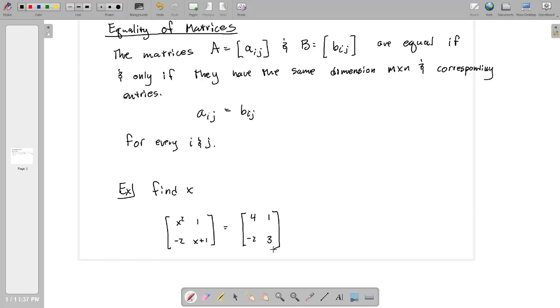Right here what we're saying is that these two matrices are equivalent. This means that they must be the same size, so they have the same number of rows and the same number of columns, which is 2 by 2 and 2 by 2, so that's true. And they also have to have identical entries, meaning that a sub 1,1 has to equal b sub 1,1, a sub 1,2 has to equal b sub 1,2, and so on. So if we're looking for x, then we know x squared is equal to 4 and x plus 1 is equal to 3.